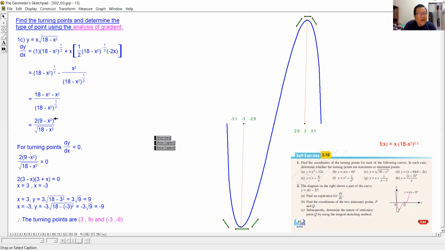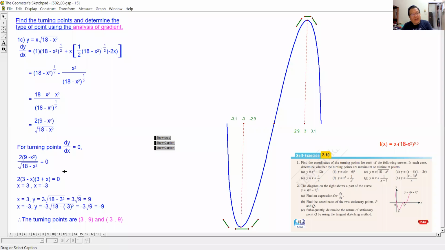Now, if you want to find the turning point, you must put the dy dx equals to 0. So I write here, for turning points, dy dx is equal to 0. So this is how we're going to find the turning point, by putting dy dx equals to 0.